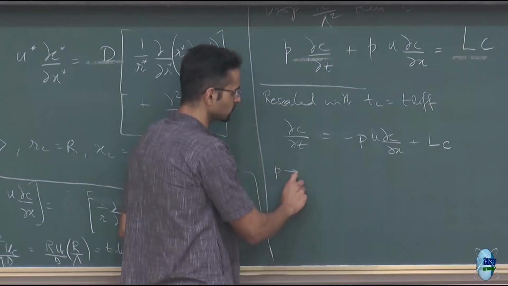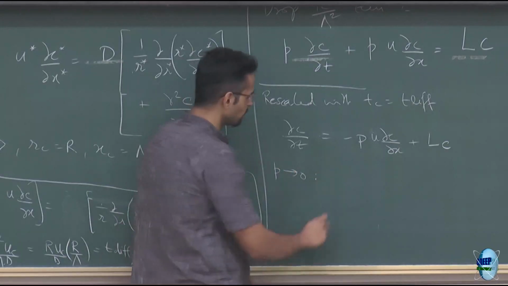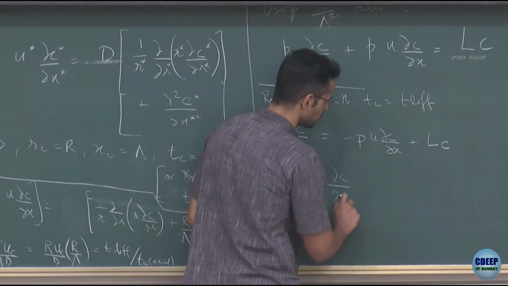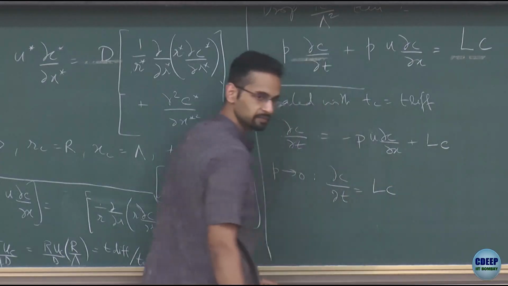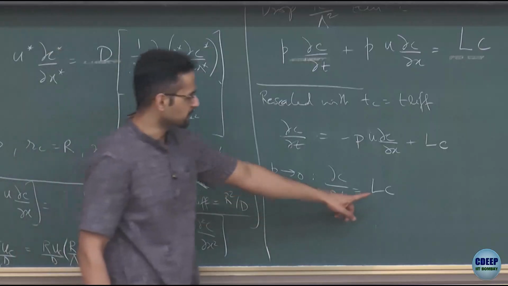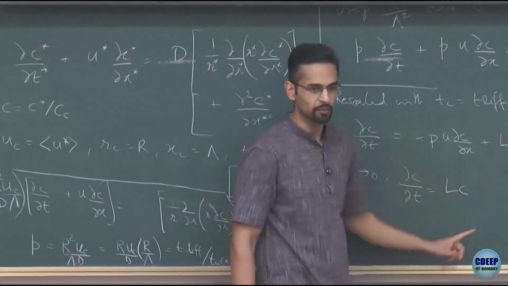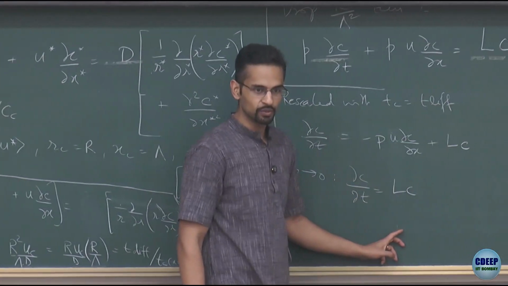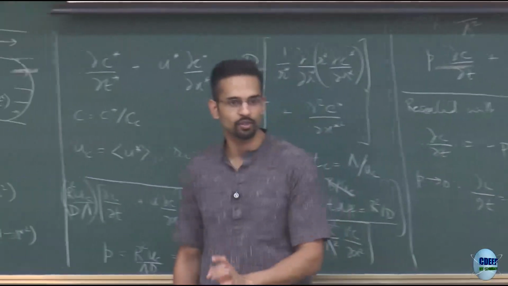Now if I take P going to 0, what happens? I will get the following equation. Dou C by dou T is just equal to LC. So it's a dynamical system. You can think of L as a matrix. This is why it's nice to write it in this operator form. So it looks exactly like what I had shown you in the last class.